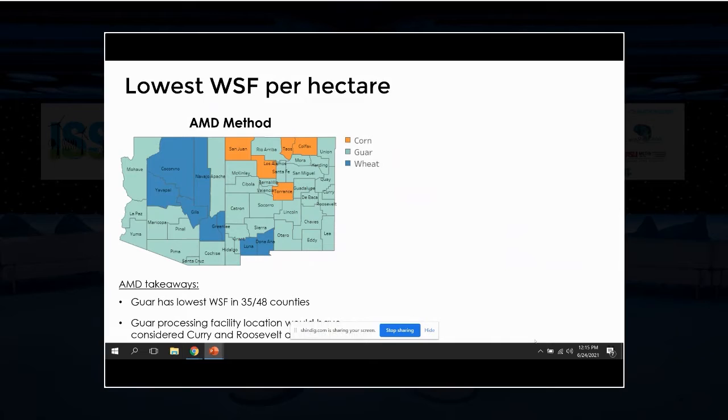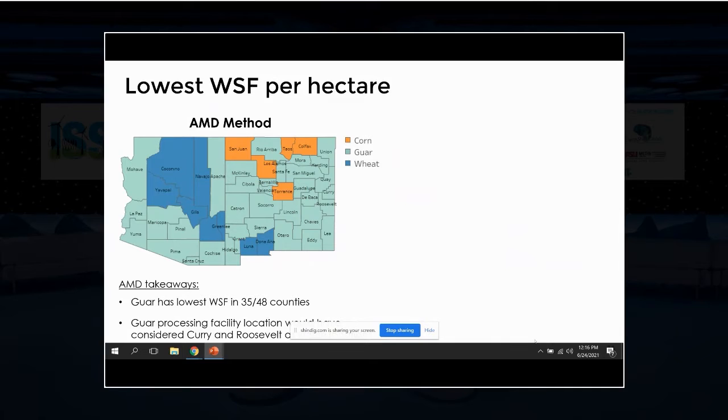The first thing you'll notice in the legend is 2 are missing, and that's because cotton and alfalfa just never had the lowest water scarcity footprint. So growing those crops in the region will always have a higher water intensity than these 3 crops. From the original method, we see that guar has the lowest water scarcity footprint in 35 of 48 counties.